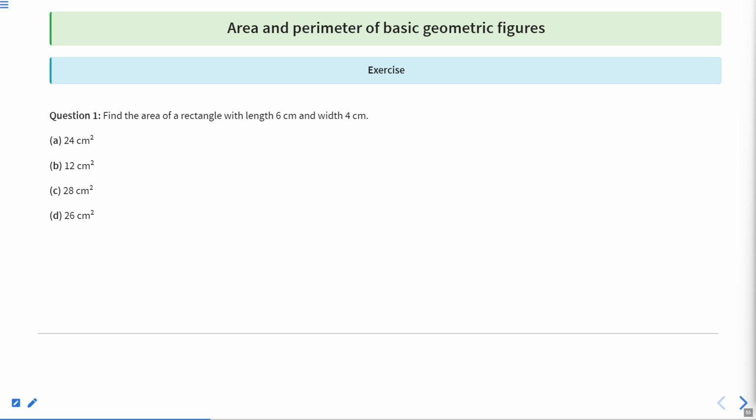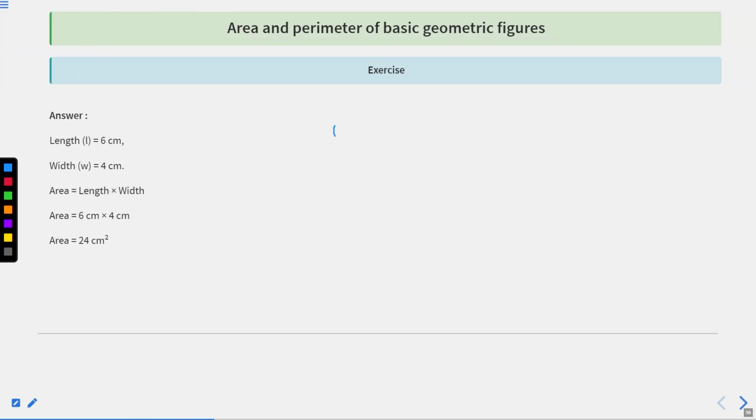So let us get started with our first problem, that is find the area of the rectangle with the length 6 centimeter and width 4 centimeter. So we are provided with a rectangle whose length is 6 centimeter and width is 4 centimeter. And we have to find the area of that rectangle. If I have to draw the figure, it looks something like this. So it is 6 centimeter this side and 4 centimeter this side.